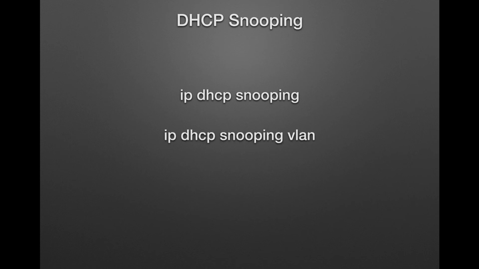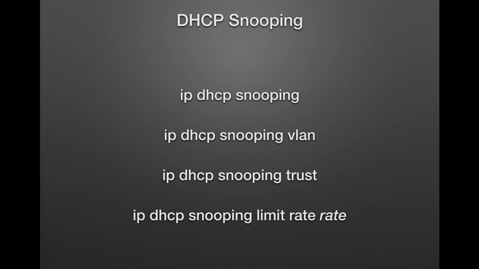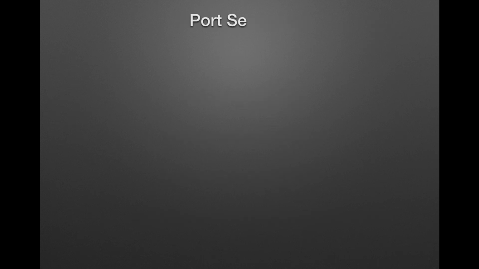Okay, DHCP snooping. This is very important because it determines which switch port can respond to DHCP requests. There are several commands you need to learn to use DHCP snooping. The first one is IP DHCP snooping, which allows snooping in the switch. Then there is DHCP snooping VLAN, which allows the snooping for the VLAN. The DHCP snooping trust, which determines which ports you can trust. And the snooping limit rate, which is optional and talks about how many bogus attempts you can handle.